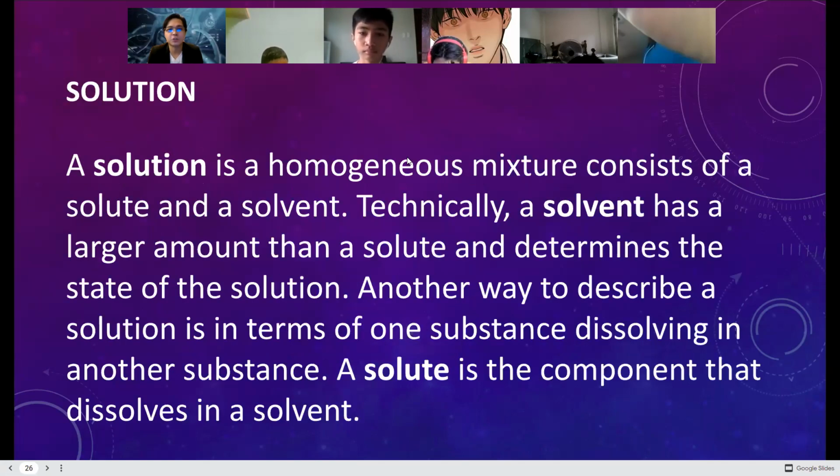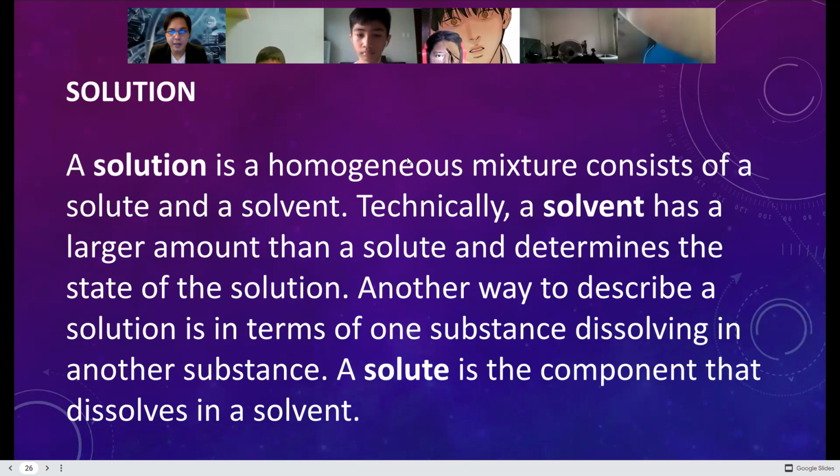How about the solution? Okay, let's move now to solutions. A solution is a homogeneous mixture consisting of solute and solvent, correct? Technically, the solvent is usually in a larger amount, because it is the one that dissolves the solute in a solution. The solvent determines the state of a solution. There are a lot of states of a solution. Okay, let's take a look at it later.